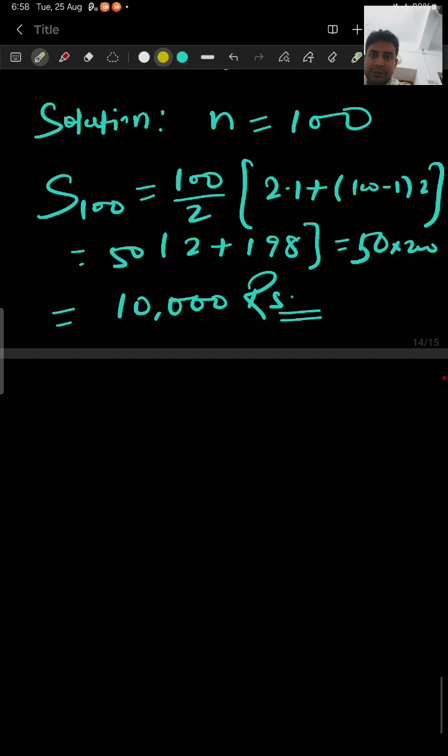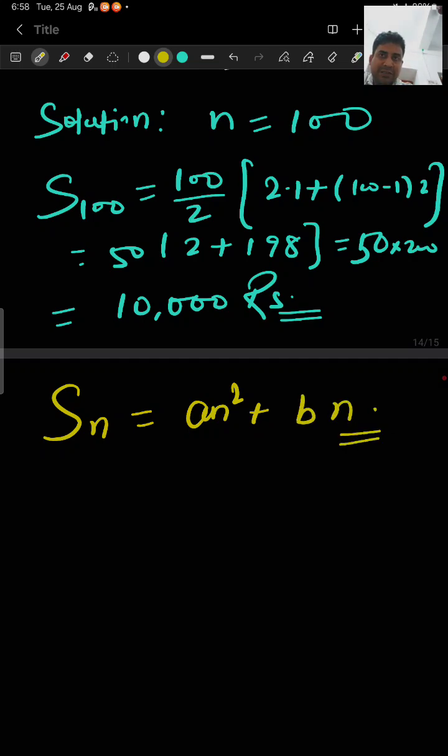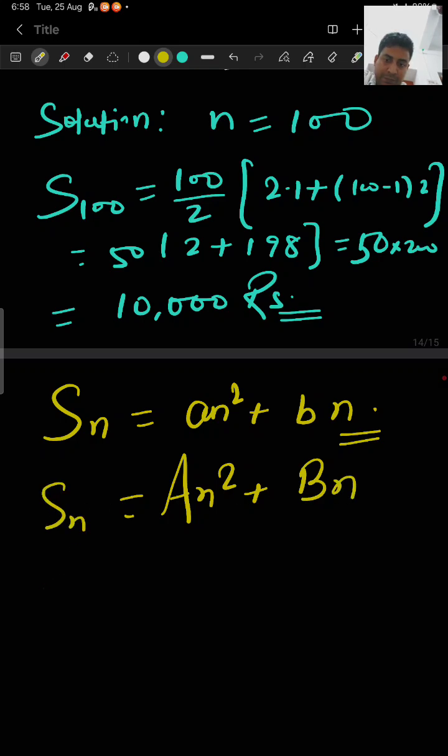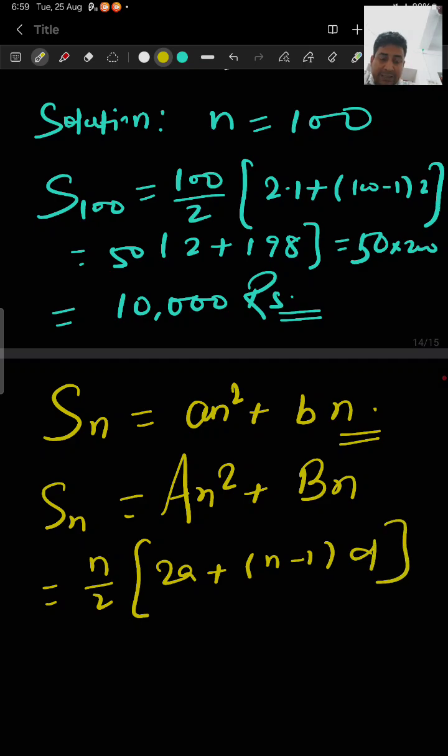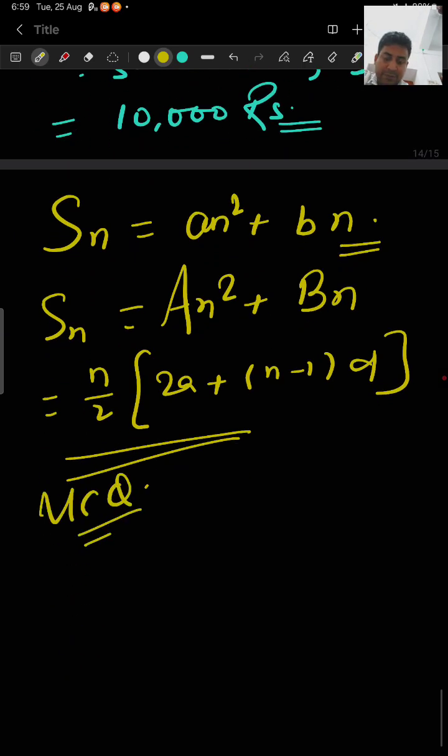Okay, good. There is a standard form of Sn, which is an square plus bn. Here a is not the first term. We can also write this in this form, that means n by 2 into 2a plus n minus 1 into d. Remember that in the Sn form there is no constant, all terms are multiples of n. For an MCQ this may become Sn equal to n square plus n, find the common difference.